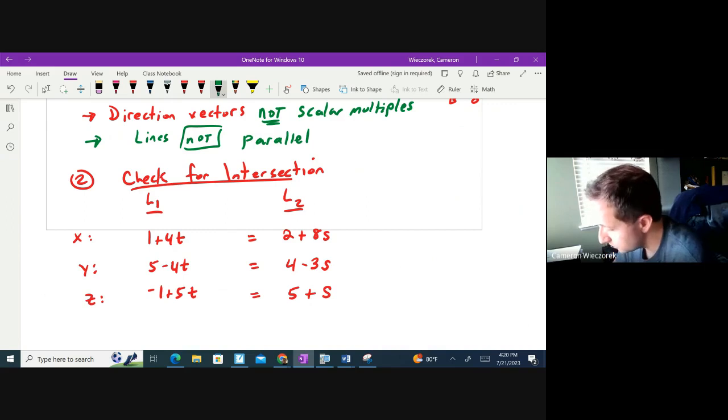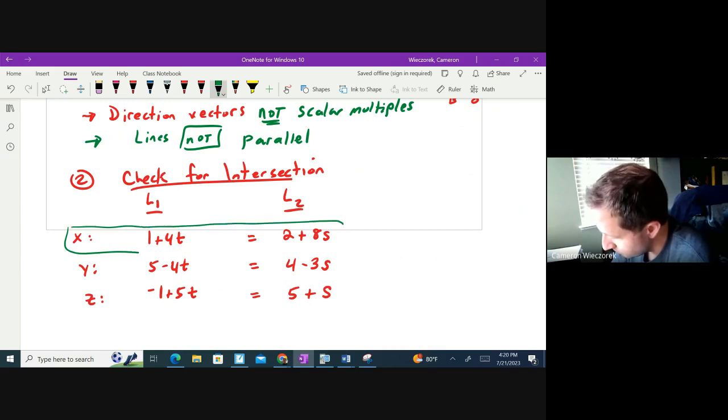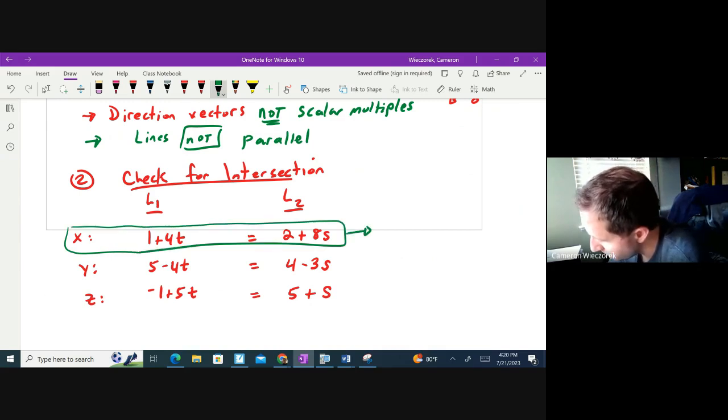So pick x, y, or z and isolate either t or s. So I'm going to just choose x. And I'm going to write this. This would mean that t, if I solve for t, subtracting 1 and dividing by 4, I would get 1/4 plus 2s. Just a little bit of algebra. And then that t value needs to be consistent for y and z. It has to be the same t value for the other two variables.